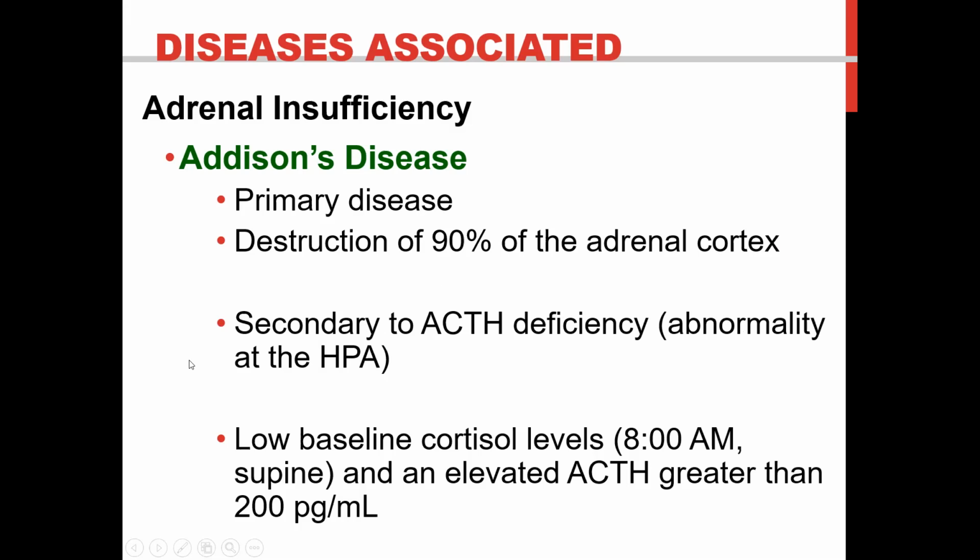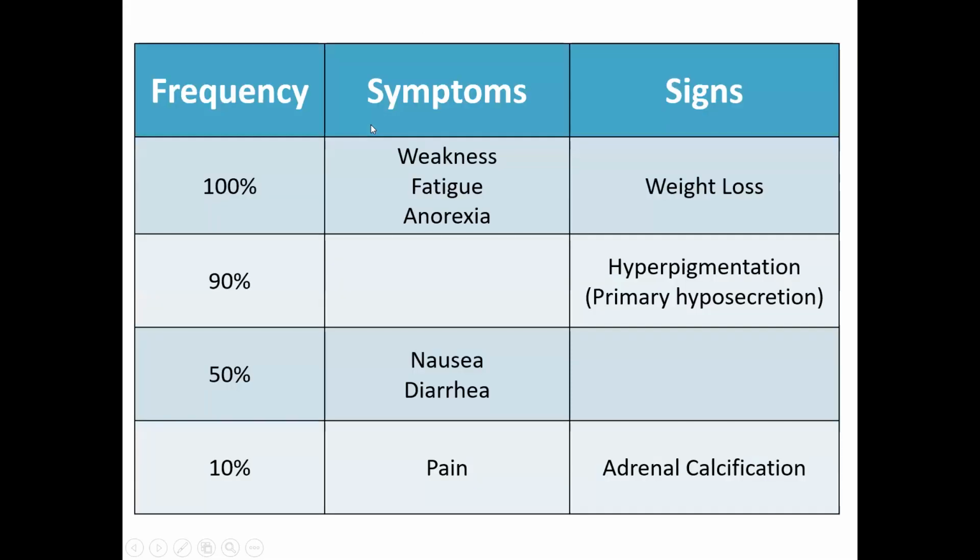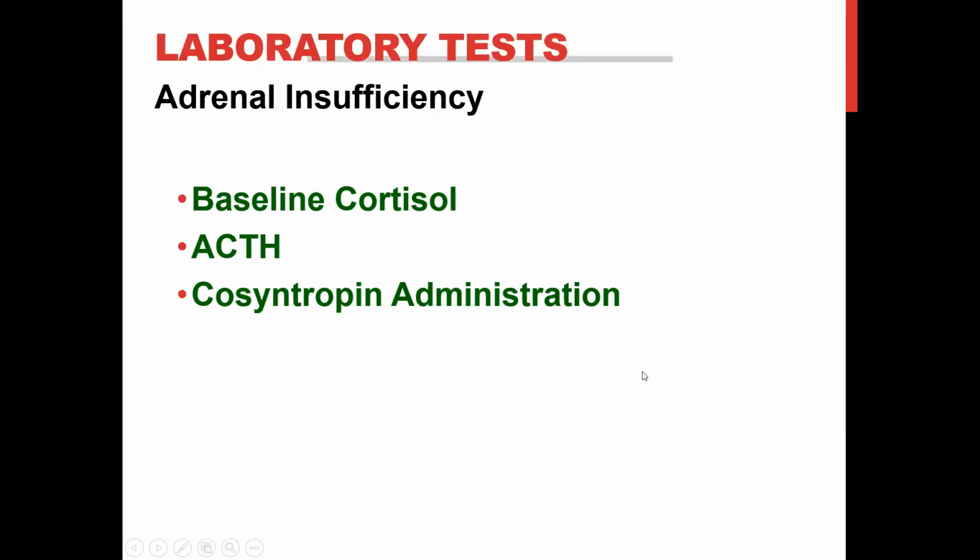And the low baseline cortisol levels at 8 a.m., and also there would be elevated ACTH greater than 200 picogram per ml for Addison disease. And for the symptoms, 100% can have the following: weakness, fatigue, anorexia, and weight loss. For 90%, there would be hyperpigmentation. 50% can have nausea and diarrhea. For 10%, they can have pain because of the calcification.